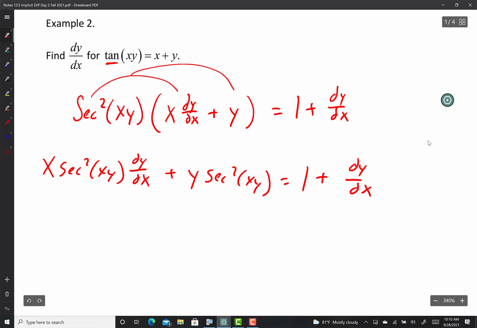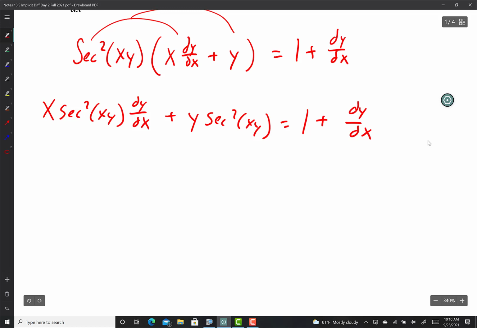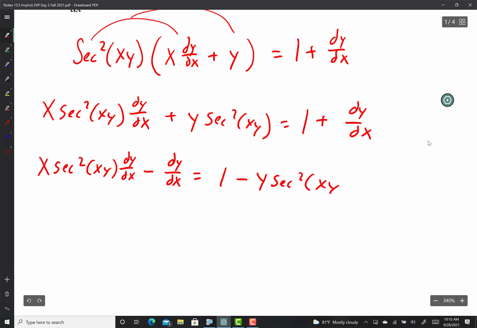Okay, now I'm going to move the dy dx's to the left. Everything to the left. Everything that does not have a dy dx, move it to the right. So I'm going to have x secant squared xy dy dx minus dy dx equals 1 minus y secant squared xy. Are we still okay, guys?